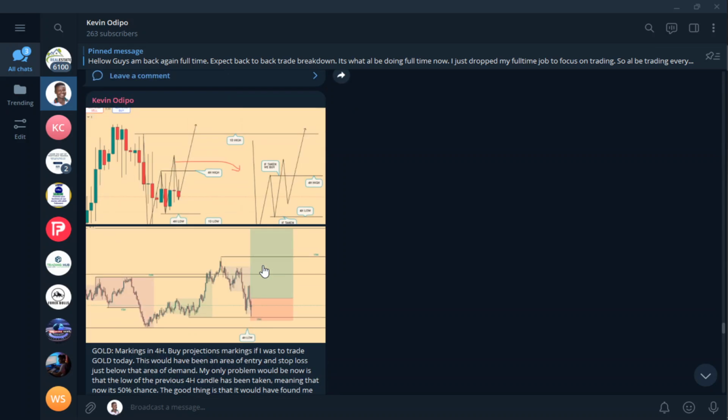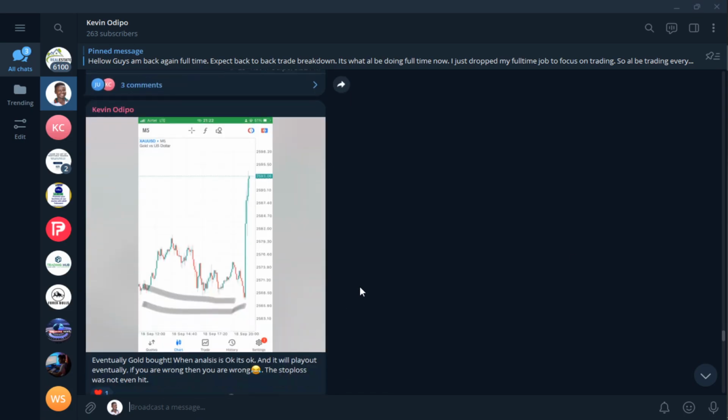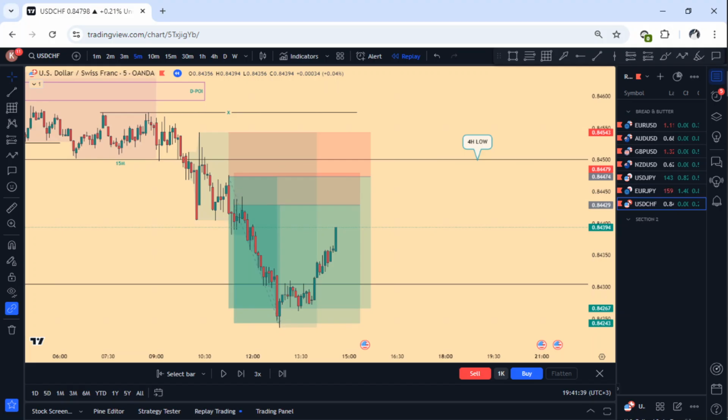I also wanted to take a gold trade, so I did an analysis of the trade for them and how I would take it, and then this was the outcome. Eventually it hit, but it was catapulted by the news. So let me break down how this trade came to be.